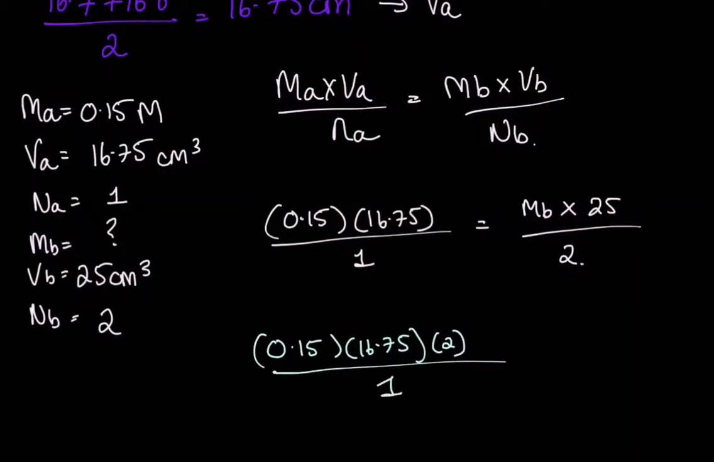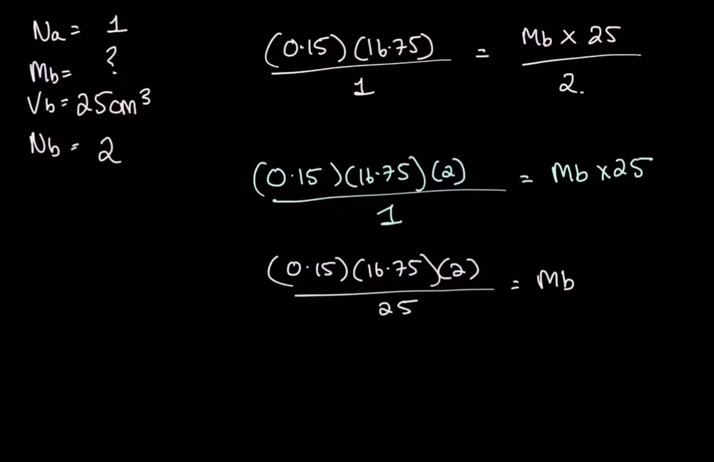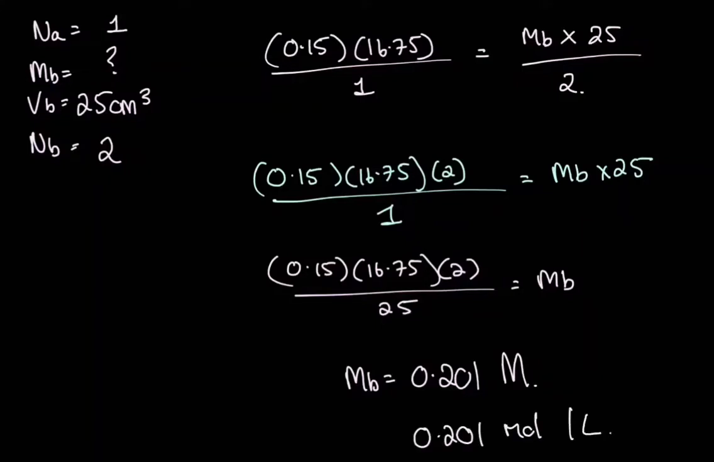So if I bring that across, I'm going to multiply it into the left-hand side. Okay, and I can leave the 1 there as is, it's fine. And that leaves me with Mb times 25. Now if I want to bring the 25 across, at the moment it is multiplying. So if I bring it across, it's going to divide in. And then you can put that all in your calculator and you'll get the molarity of the base to be 0.201 molars. Or you could say 0.201 moles per litre.